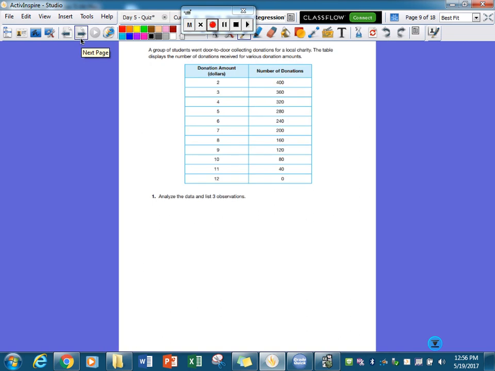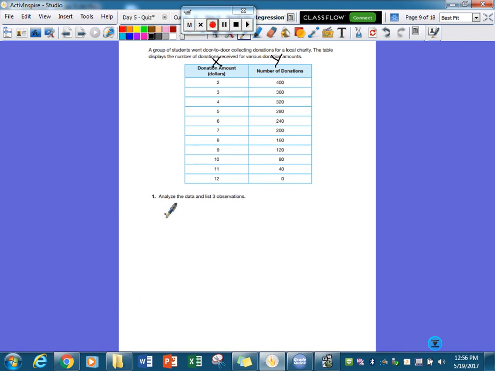Okay, our second problem is a little trickier, but not too bad. It deals with donations for a local charity. So we have a donation amount, $2, $3, $4, and how many people agreed to give $2. So this is saying 400 people agreed to give $2, 360 people agreed to give $3, and so forth.